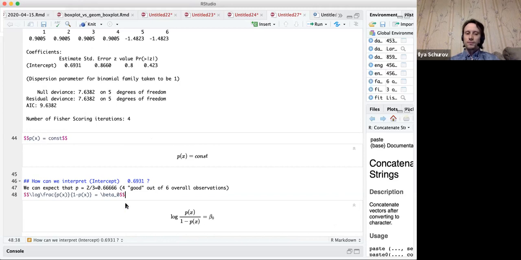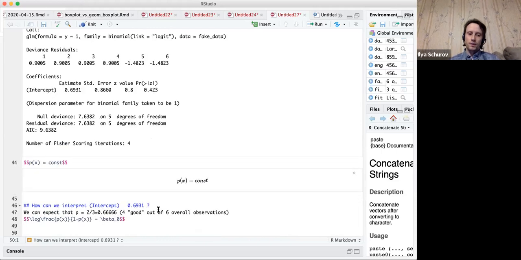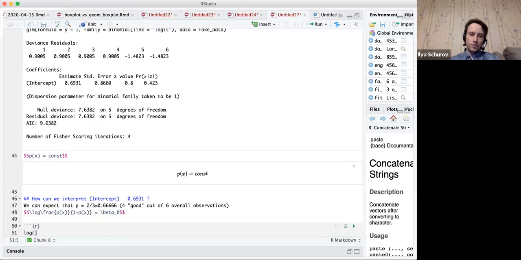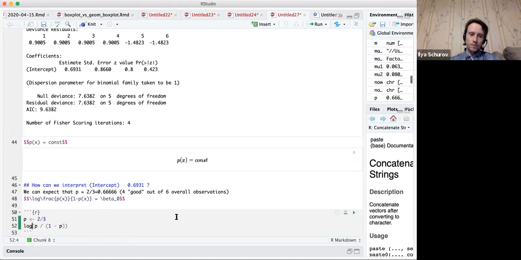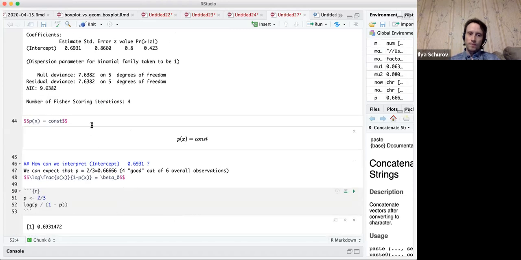Okay. So we can expect that this formula will work if beta naught is this number. Let us see that it is correct. I will just try to do it. Logarithm of, okay, let me put, and what is logarithm of p over 1 minus p? Yeah, you see this, this is exactly this number.